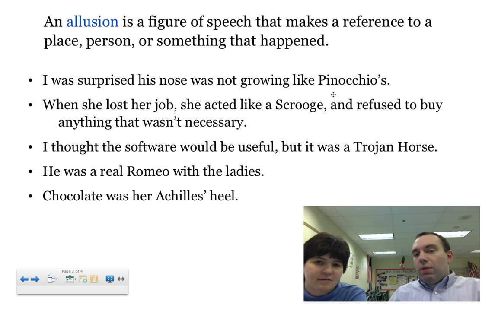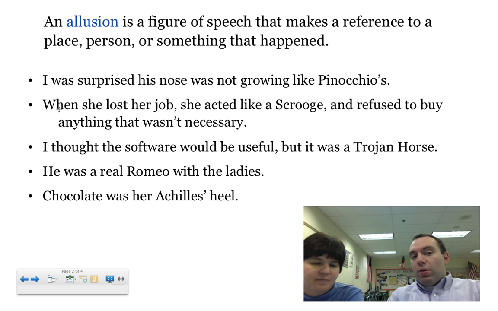But what it basically does is rather than saying the person's lying a lot, they can say, I was surprised his nose was not growing like Pinocchio's. It just makes it stronger writing. It kind of elevates it up to the next level. Saying he was lying, but you're not using the word lying. You're kind of referencing it through this allusion. So when you reference things through allusions, you still make the same point, but it makes your writing a little bit more complex and sophisticated.